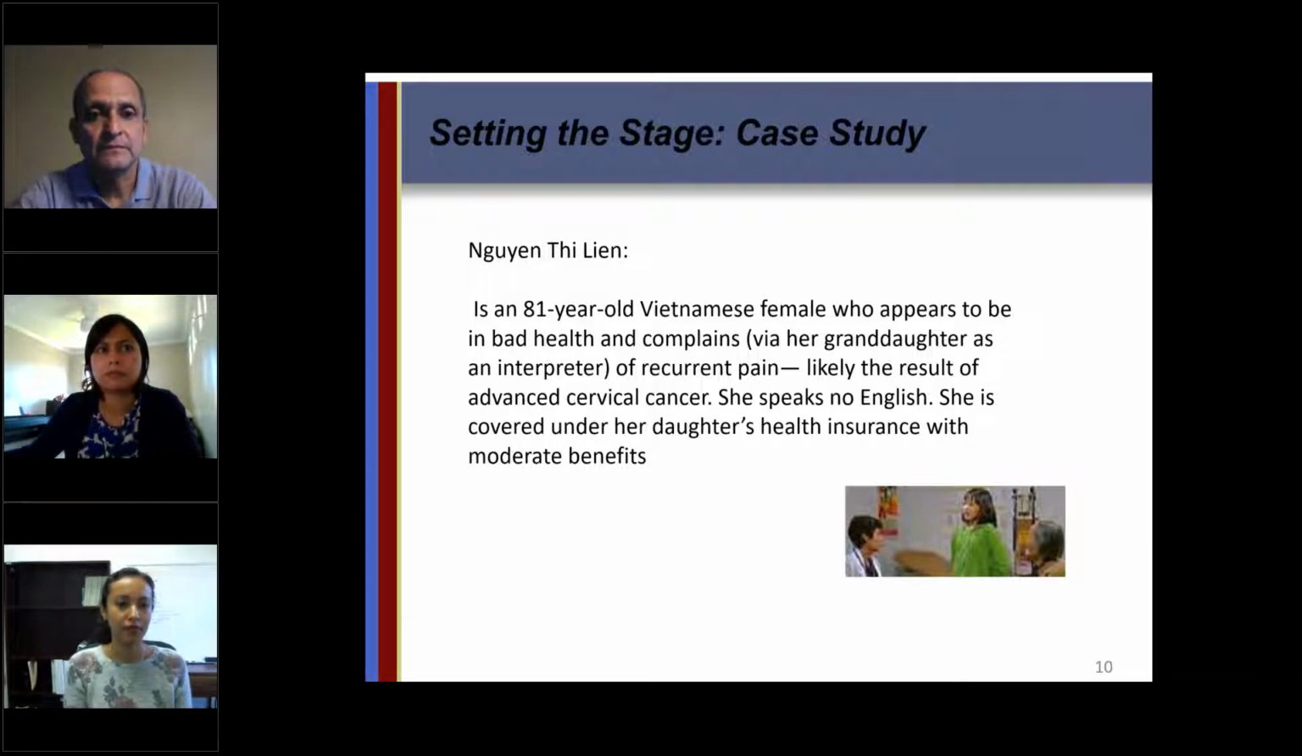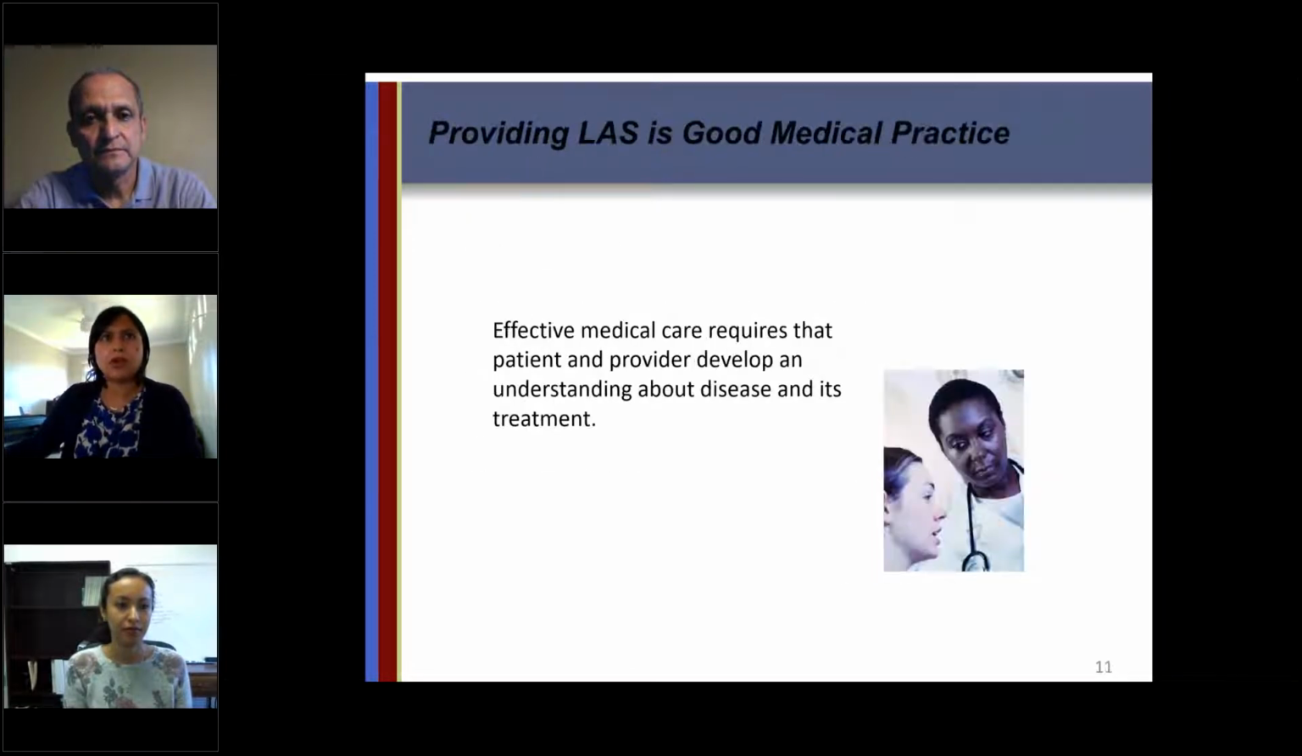That's a good point. Just to support what Dr. Leon was saying, in order to have an effective medical encounter, there has to be a mutual understanding between the provider and the patients. And in the case study that we just saw, there were a number of troubling concerns because Mrs. Lean and Dr.